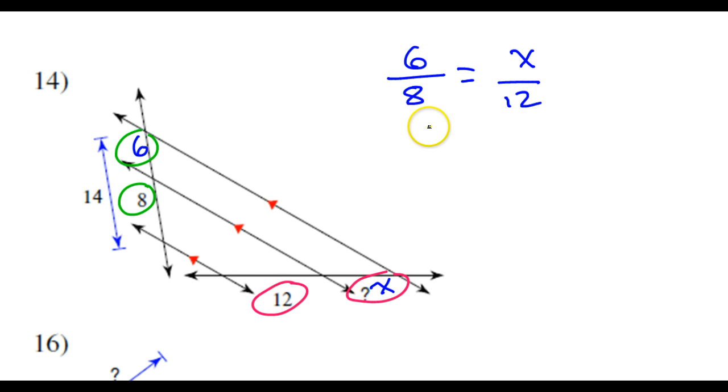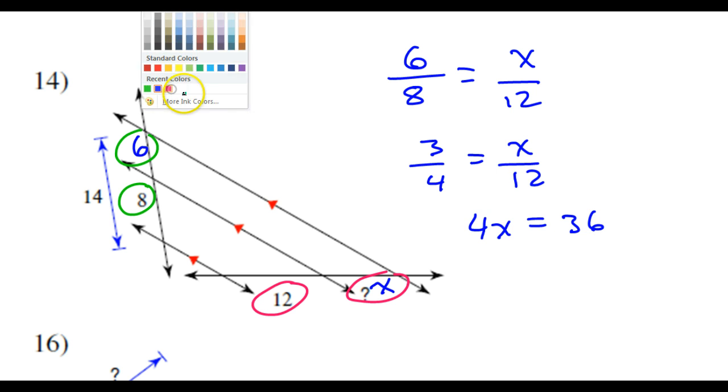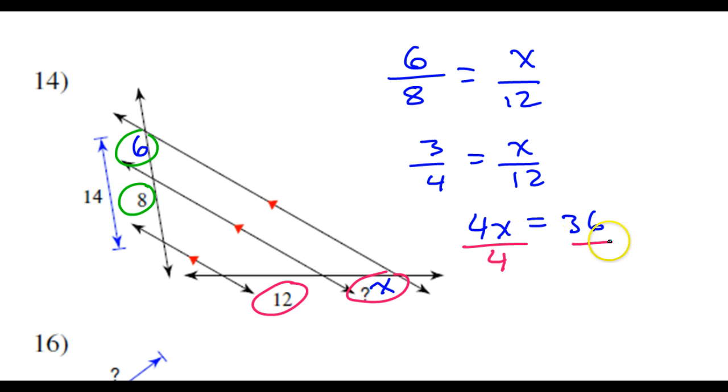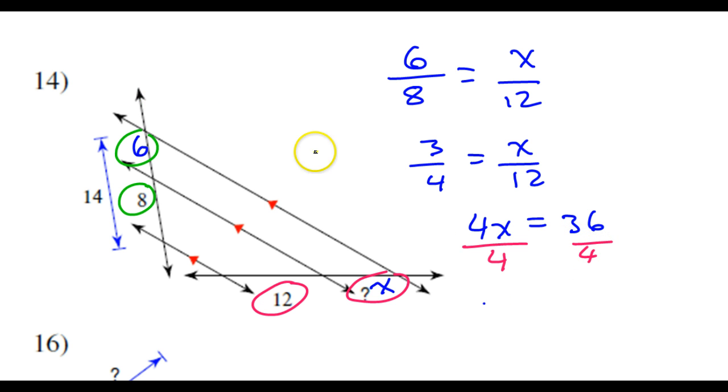These are both divisible by 2, so that'll be 3/4 equals X over 12. When you cross multiply, you get 4X is equal to 36. And then when you divide by 4, you get X equals 9.